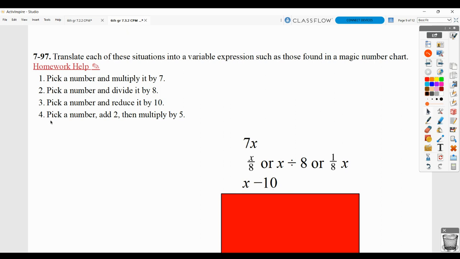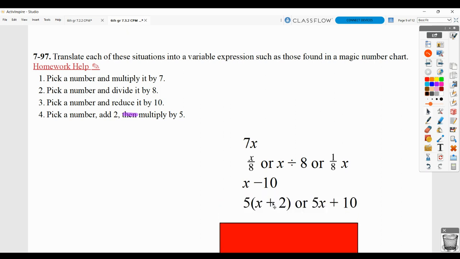And then for 4, pick a number, add 2, then multiply by 5. So the key here is the word then. We're going to show that we first took x and added 2. We'll put that in parentheses. Then multiply by 5 means that entire thing needs to be multiplied by 5. So that's why I have the 5 in front of that parentheses. Or, again, if you use your distributive property, you could rewrite this: 5 times x is 5x plus 5 times 2 is 10.